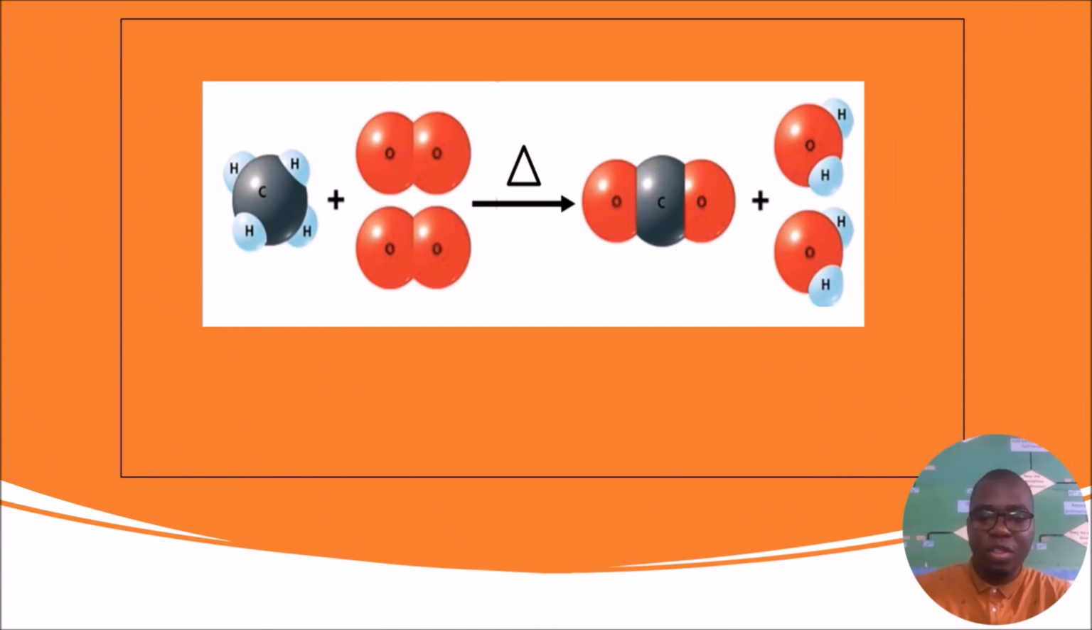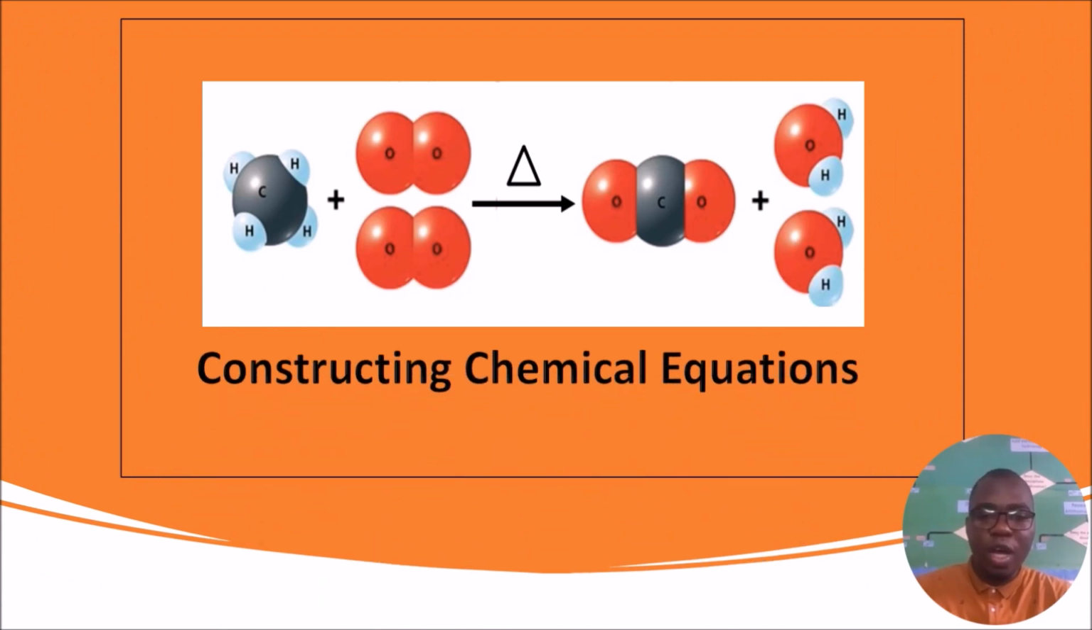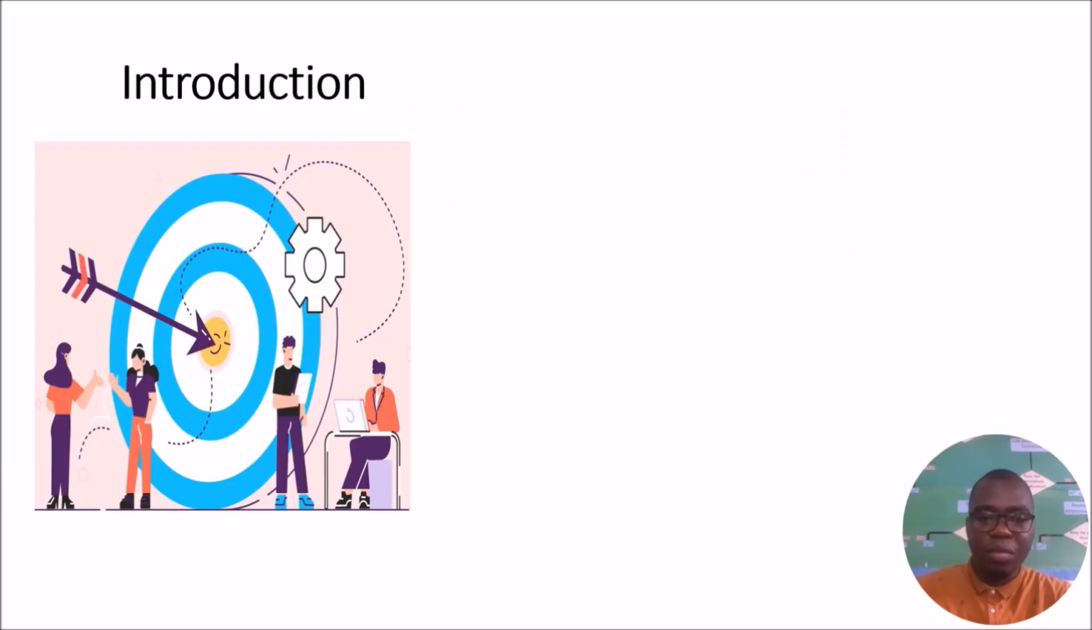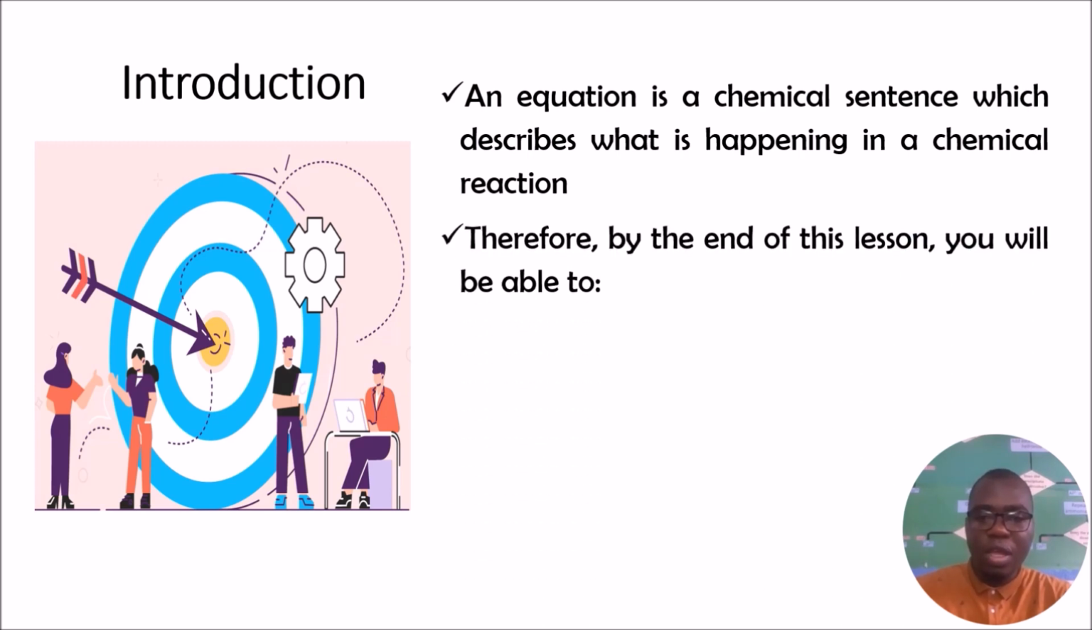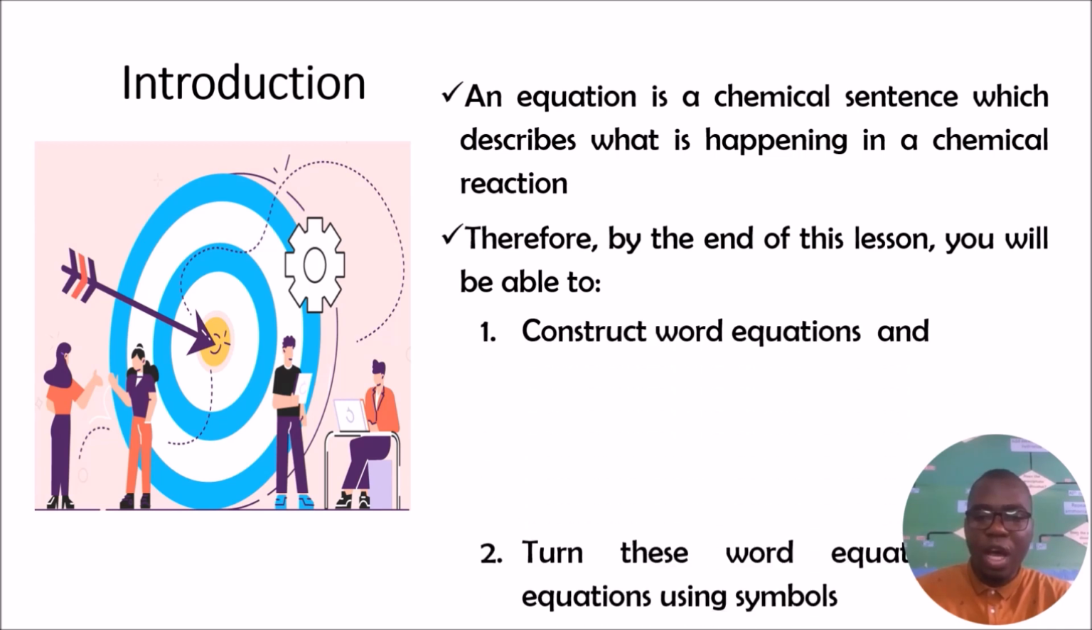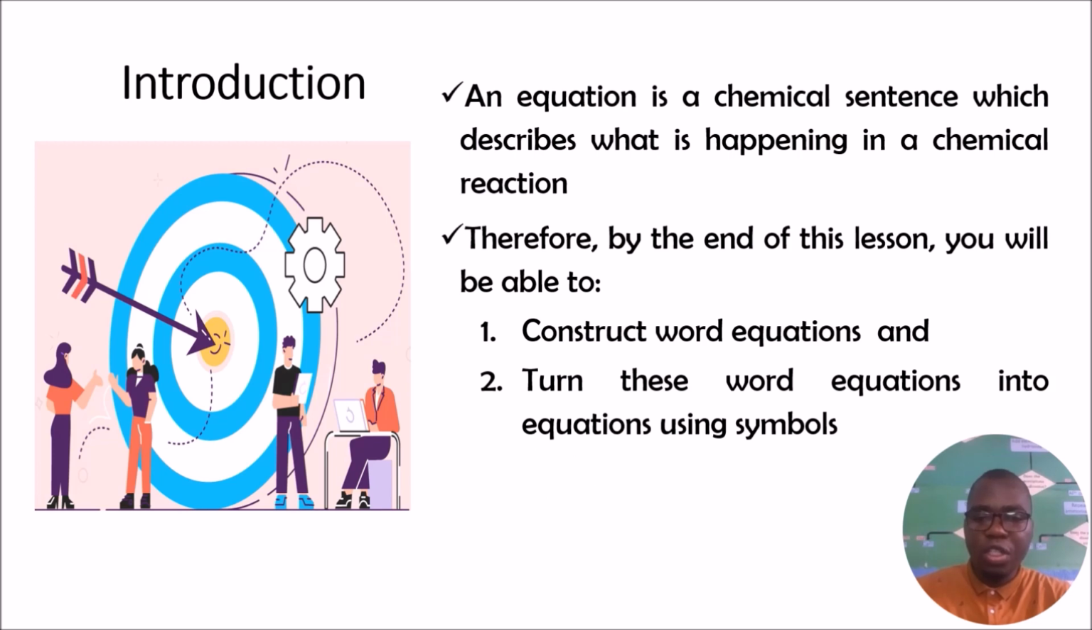GCSE chemistry lessons. In this video, we are looking at constructing chemical equations. In introduction, let us introduce what an equation is. An equation is a chemical sentence which describes what is happening in a chemical reaction. Therefore, by the end of this lesson, you will be able to construct word equations and turn these word equations into equations using symbols.